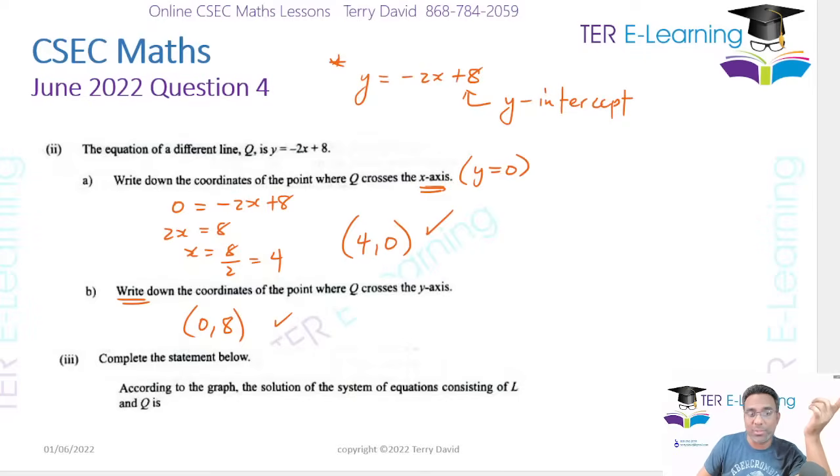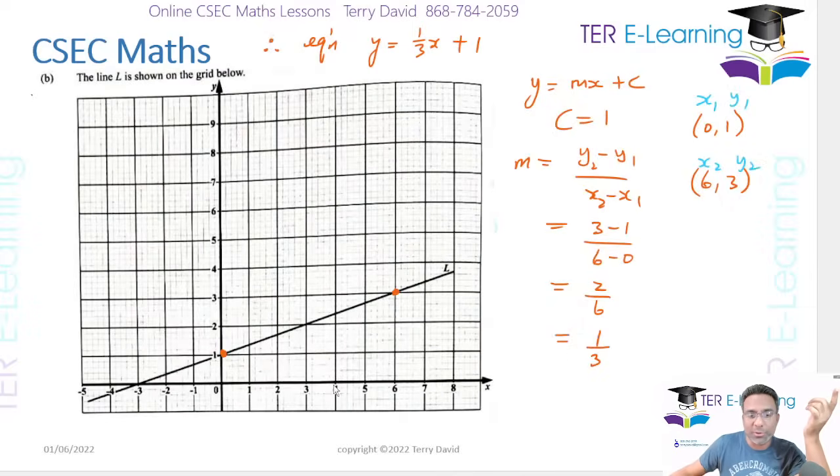So what you had to do was go to the graph. (4, 0) is here, and (0, 8) is up here. And you're going to draw a line to represent Q. Not sure if you all did that, but this is what you're going to do. You're drawing a straight line that passes through this point and also through this point here. So this is line Q that we just drew.